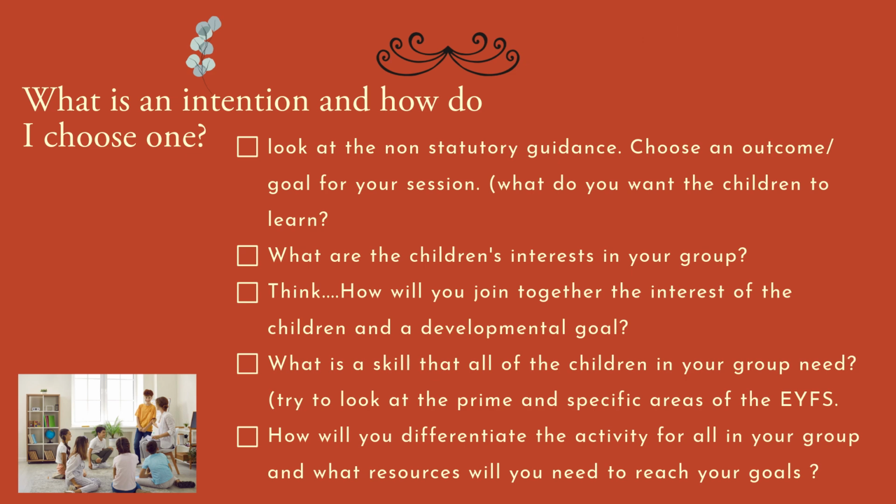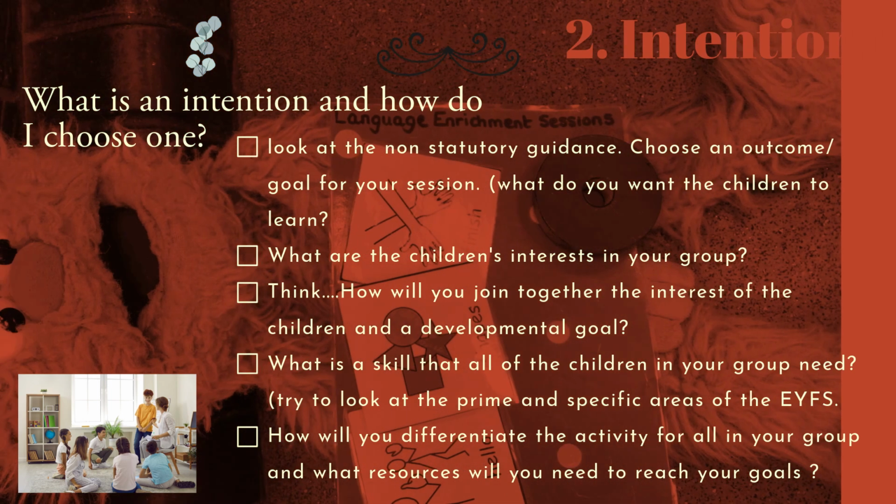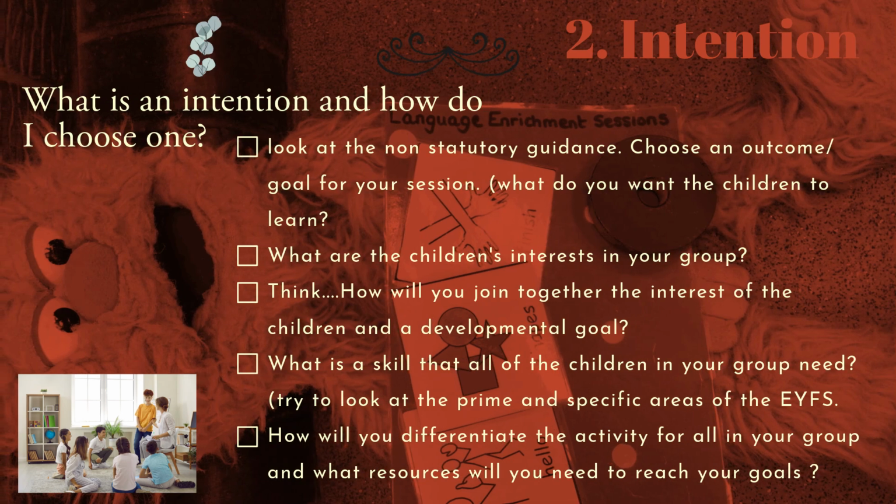Think about your children's interests in the group, relating back to earlier. For example, if the children are interested in dinosaurs and you're learning to count to 5, you might have 5 dinosaur pictures, you might have a board, and you might have the numbers 1 to 5, and it might be that you're singing a song about dinosaurs and counting and they're using their fingers.